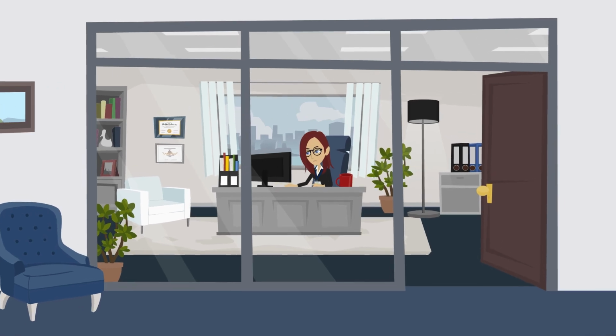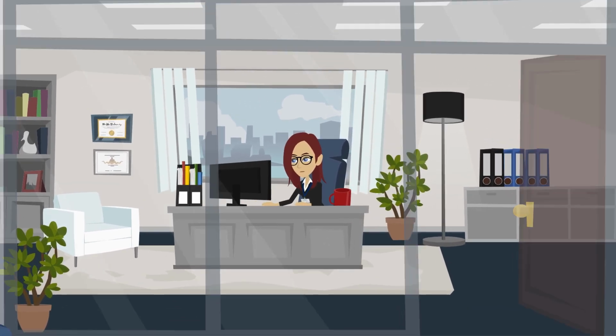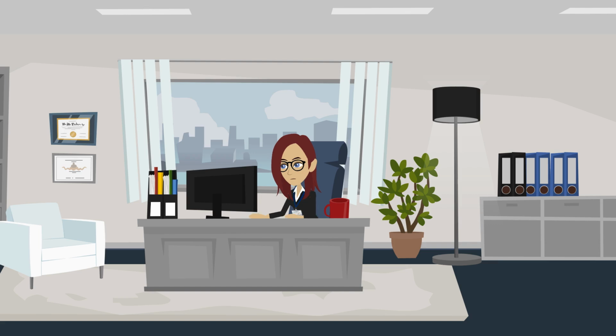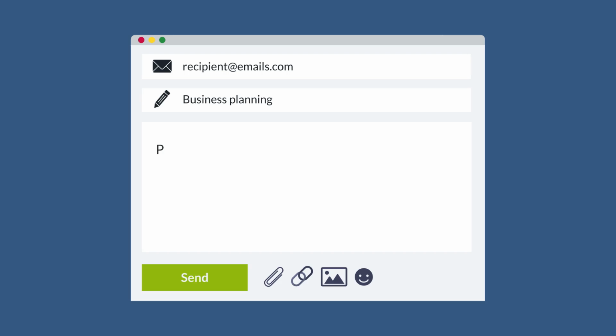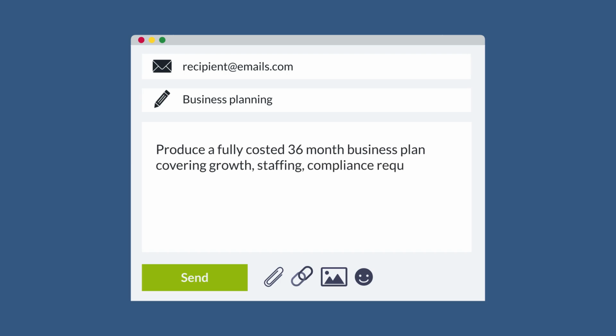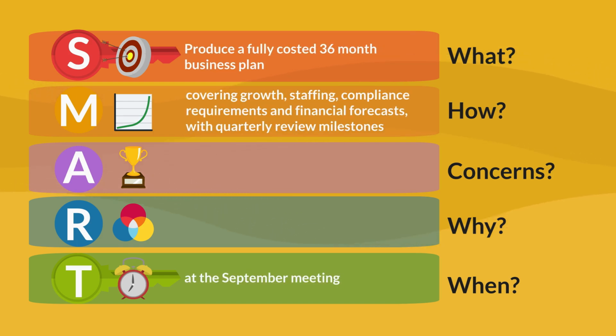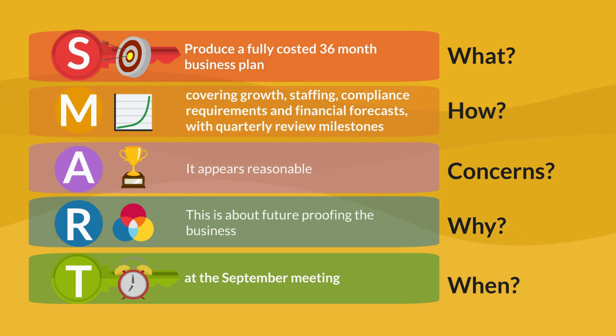Now let's move to a much more complex example. This one is a fairly typical business objective set by a senior leader. Let's say it's being set during the month of May. "Produce a fully costed 36-month business plan covering growth, staffing, compliance requirements and financial forecasts, with quarterly review milestones to be approved by the board at the September meeting." This looks like a good SMART objective. It's specific. There's a clear time frame that appears reasonable. The relevance isn't stated explicitly, but it's easy to assume that this is about future-proofing the business.